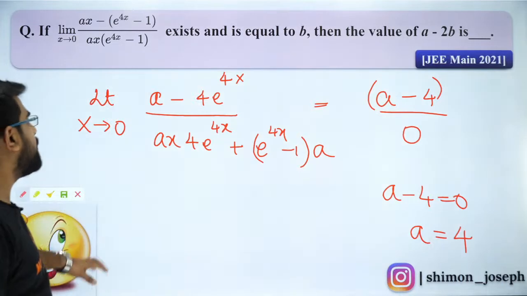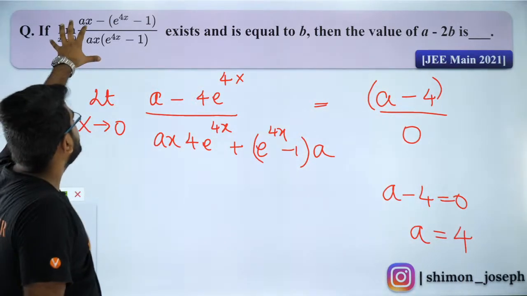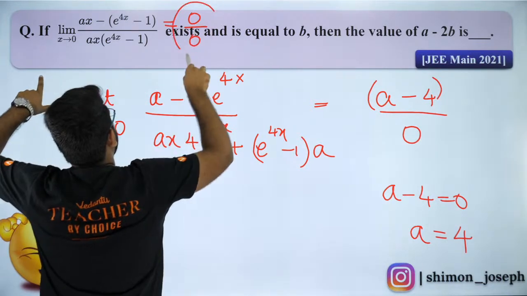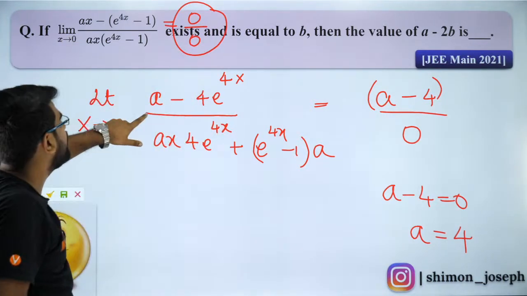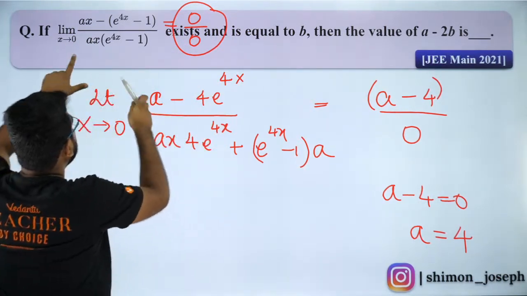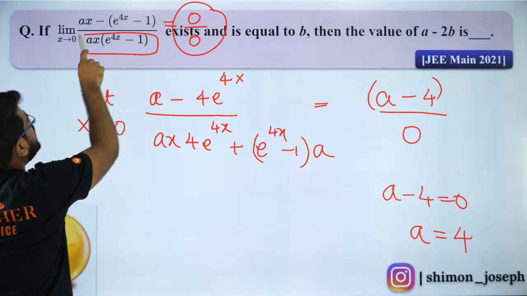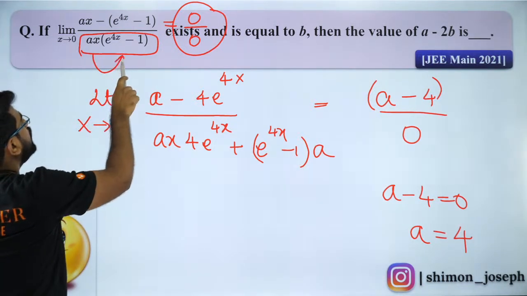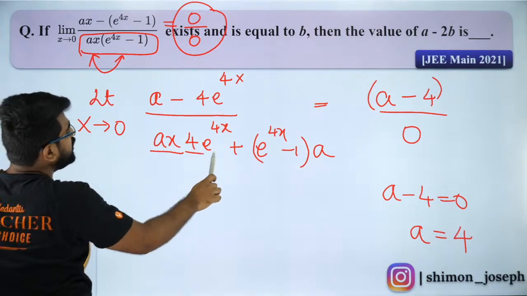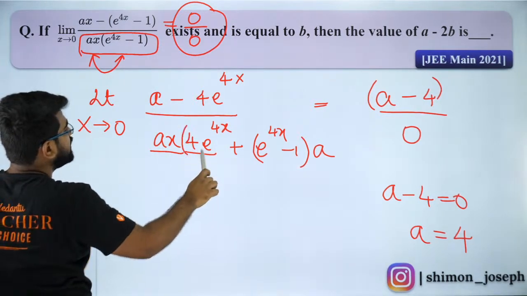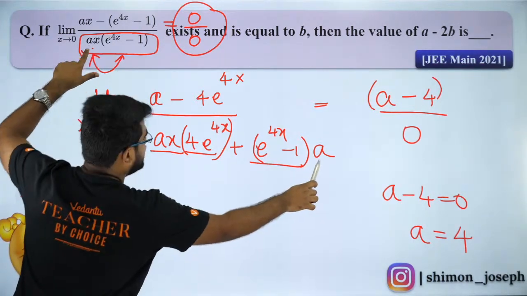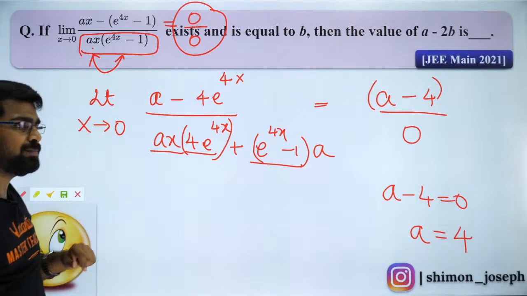Yeah? So when I apply my L'Hopital, because if I directly substitute, I'm getting 0 by 0. Whenever you have 0 by 0 form, you can apply L'Hopital. If I apply L'Hopital, I got this divided by this. How did I do that? I differentiated it by using product rule. So when I differentiate using product rule, I get ax into e to the power 4x into 4, which is the derivative of this one, plus this into derivative of ax, which is a. I hope you guys are clear.